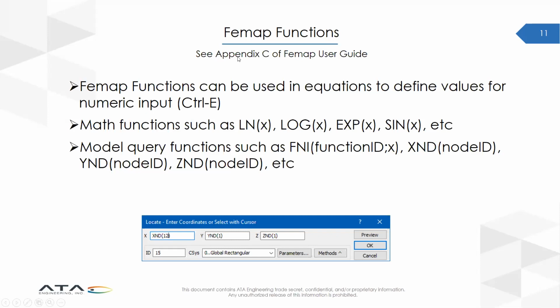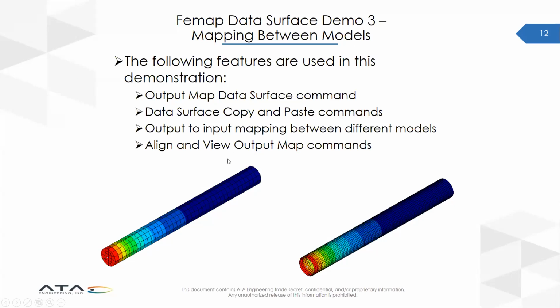One thing is to look at Appendix C in the Femap user guide, which is very useful because it goes over all the functions. The third demo I'm going to do will take a solid rod, or output data from a solid model, grab the surface value of that, and put it into this 2D pipe model. We'll look at various commands again within the Data Surface Editor, in particular a copy and paste command, and some tools that allow you to line up the data contour with the destination model.